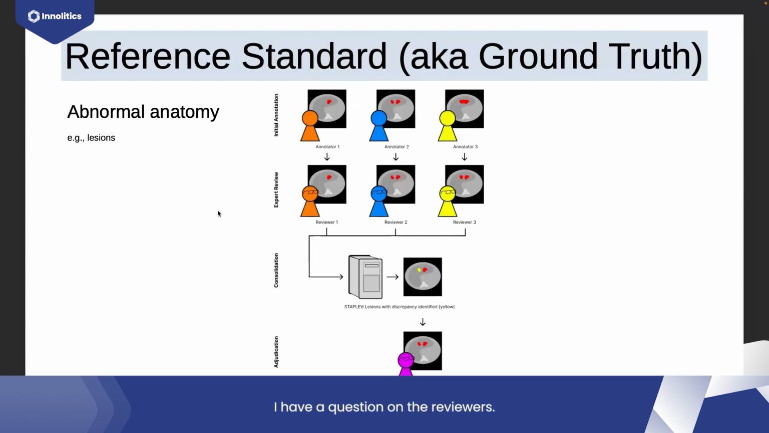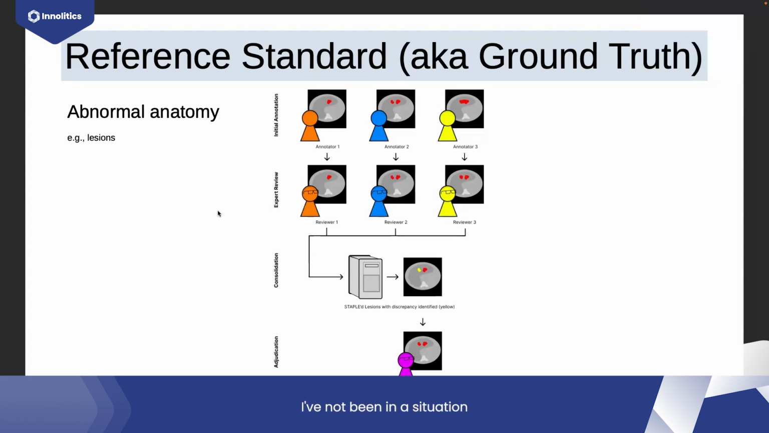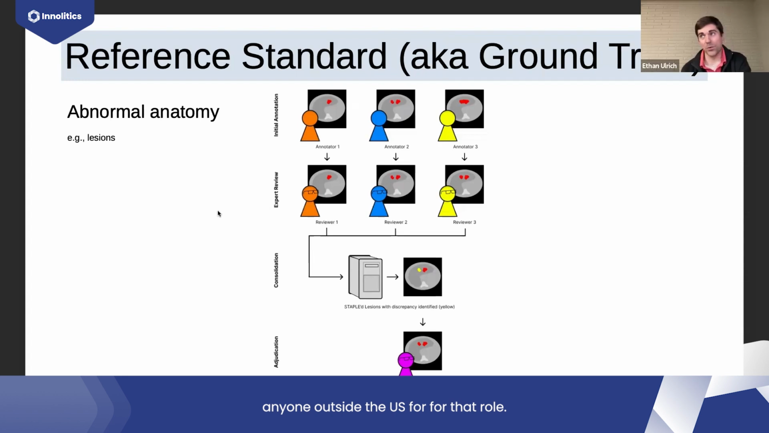I have a question on the reviewers. What has been your experience with the FDA? Do they all have to be US board certified? I would say yes. That's what they really want. I've not been in a situation where they've accepted anyone outside the US for that role, and definitely not for the adjudicator.